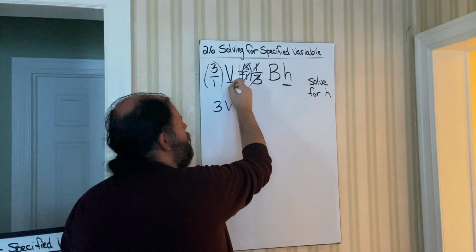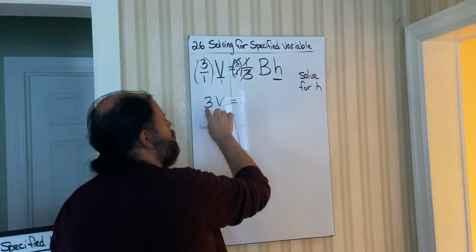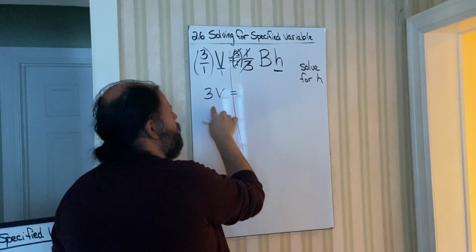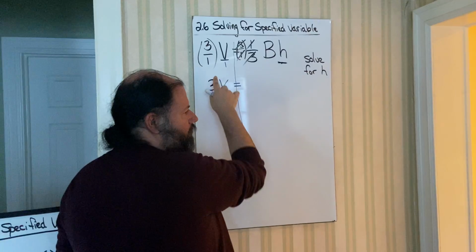If not, you can put it over 1 and just say 3 times V is 3V, 1 times 1 is 1, and anything divided by 1 would be the other guy.